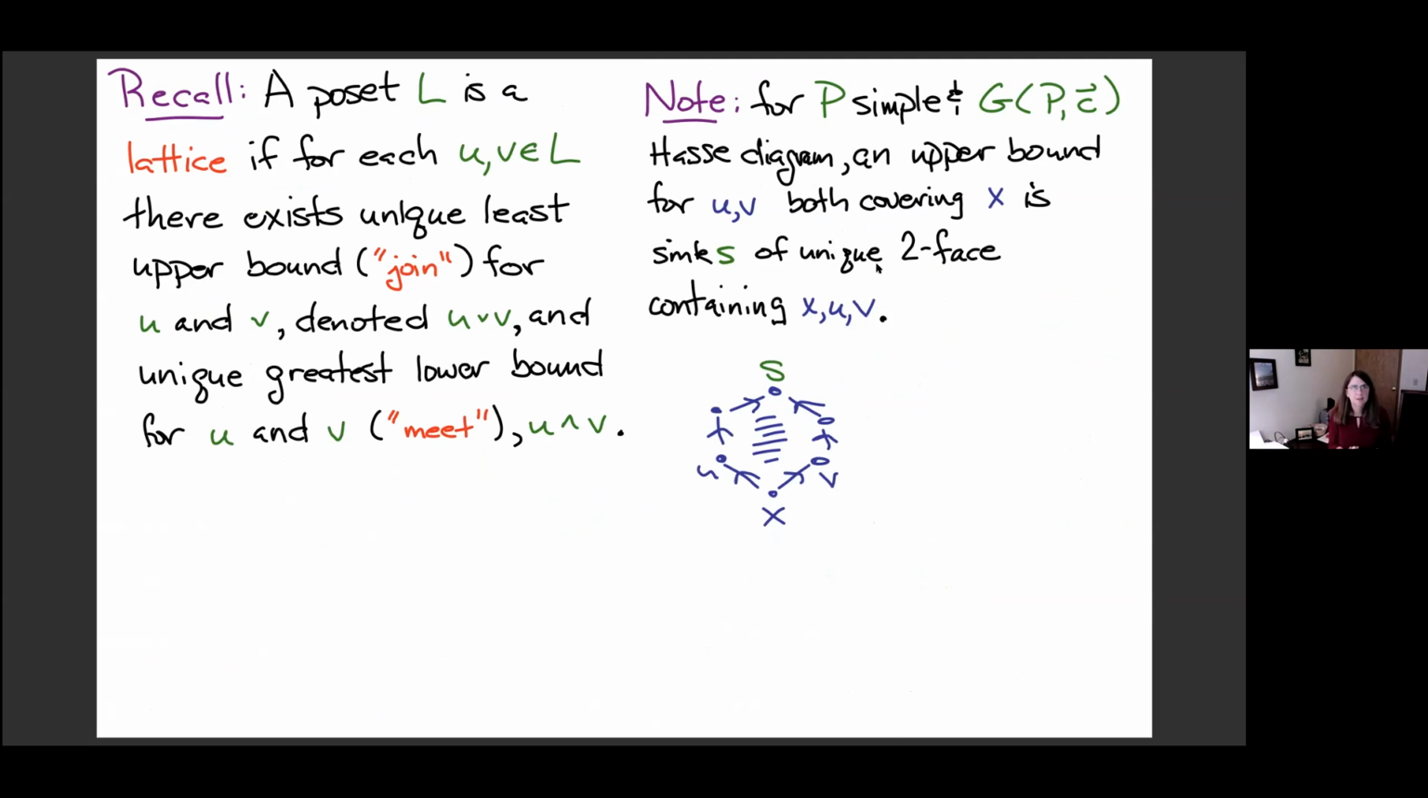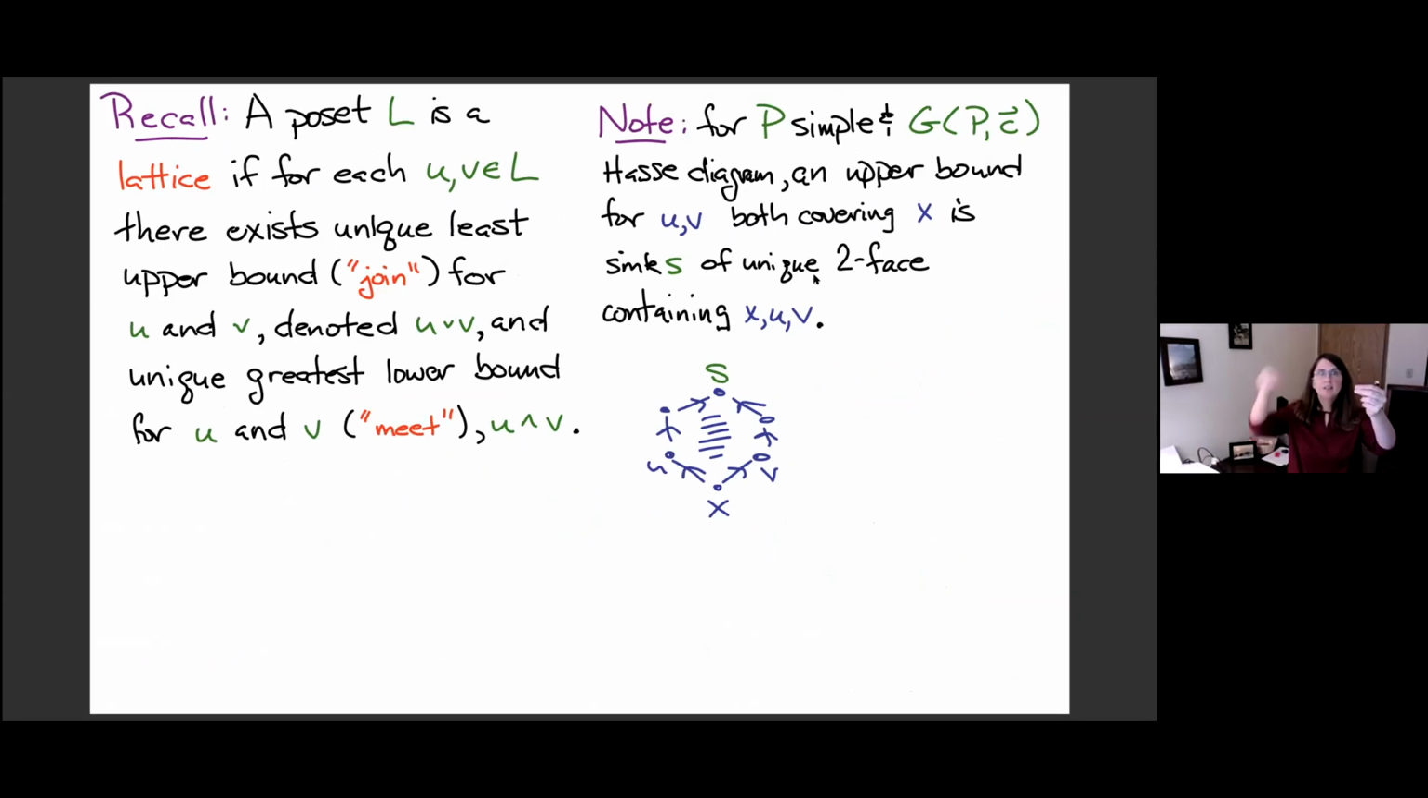Let me remind you, a lattice is a partially ordered set where whenever you have two elements U and V in your poset L, there exists a unique least upper bound for U and V, which we call the join, and we denote it like this. You can think of that as some sort of union symbol. And there's a unique greatest lower bound, something that's below both.